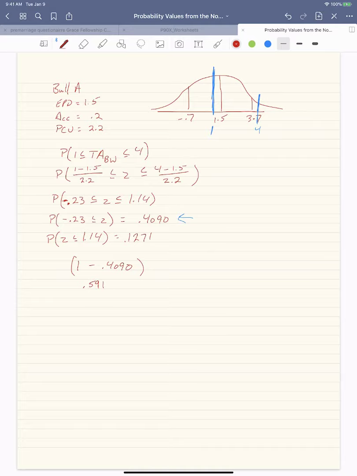And then we're going to take that, because remember, that's going to give us this entire probability all the way to infinity. And 4 is going to give us everything from 4 to infinity, but we want it to be in between. So we're going to subtract that number from the smaller probability, 0.1271, and that is equal to 0.4639, or 46.39%.